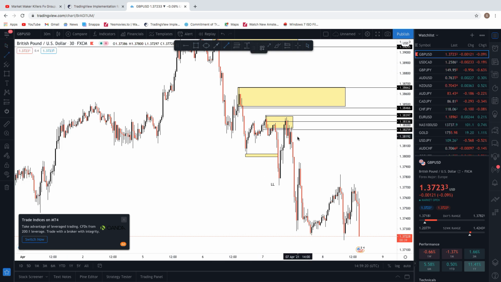After price reaches the base area, of course, you need some candle confirmations, right? So my entry would be right here. This is where my entry would be. Remember, this is your M30 time frame.